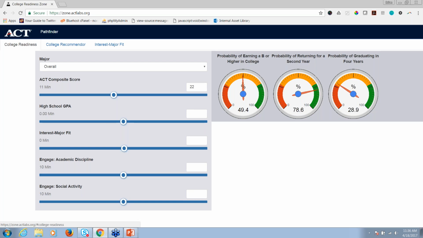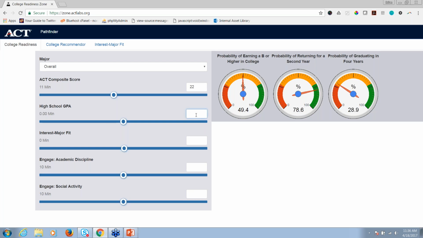And so this deviates from what we currently report to students on the score report. We have the ACT college readiness benchmarks, and students either met or did not meet them, but it's only based on their test scores. And so you can see in this tool, if again, we only know their test scores, if a student earned an ACT composite of 22, and they didn't select a major, we would say they have around a 50% probability of earning a B or higher in college, 79% probability of returning for the second year, and roughly a 29% probability of graduating within 4 years.